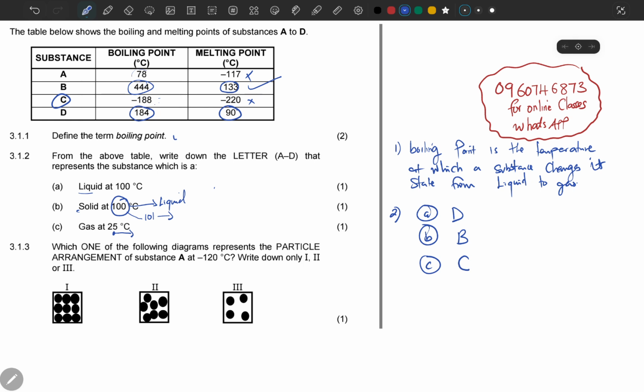Which one of the following diagrams represents the particle arrangement of substance A at negative 120 degrees Celsius? Write down 1, 2, or 3. So, which one is yours? If your answer is 1, then you are correct. Look here, 1 is a solid, meaning substance A at this particular temperature, let's go to the melting point, it's a solid. Clear?